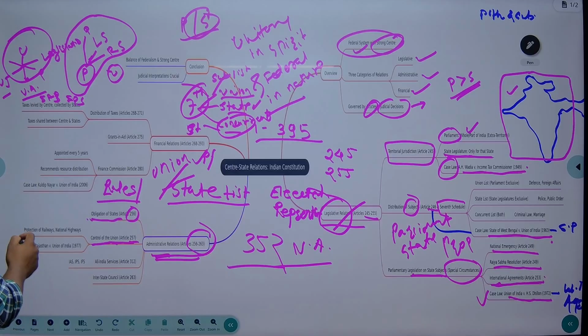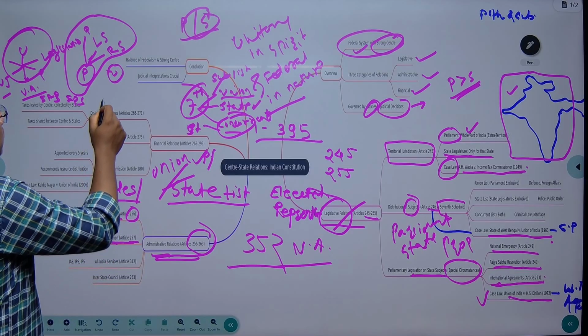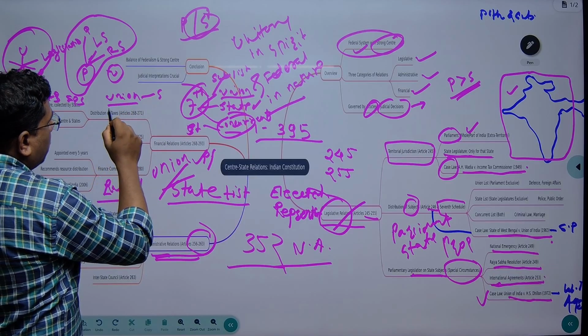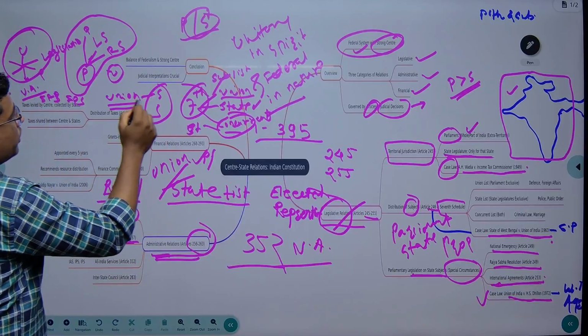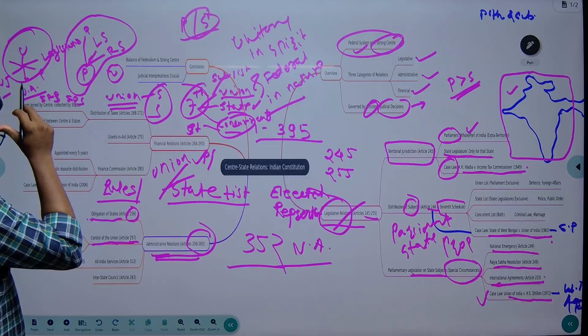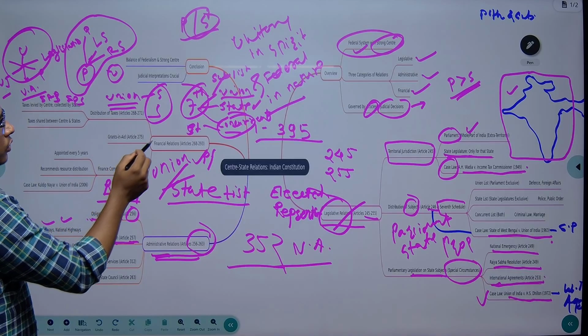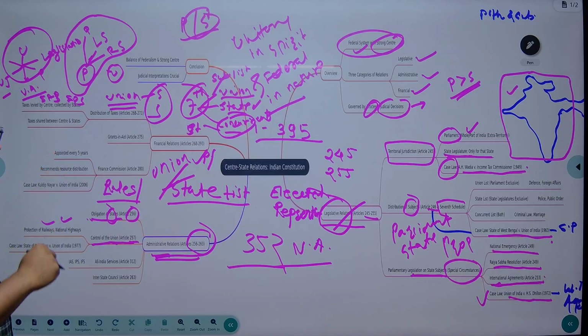So what is control? The protection of the railways and national highways. We know the railways and national highways are in the union list, but railways and national highways are in the state also. So protection of these national highways and railways is a responsibility of the state also. So the union can give direction to the state on how to protect the railways and national highways, right? So the state should make laws in accordance with the union's guidance or directions, right? Here is the case law: State of Rajasthan versus Union of India, 1977, right?